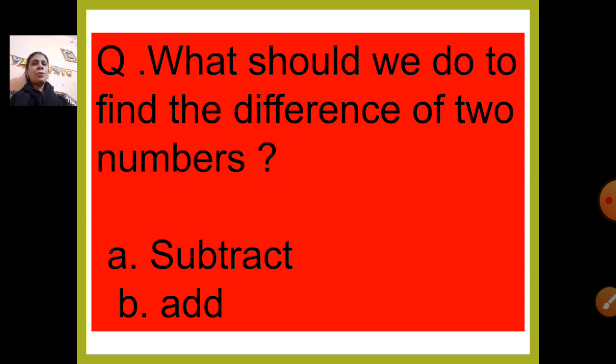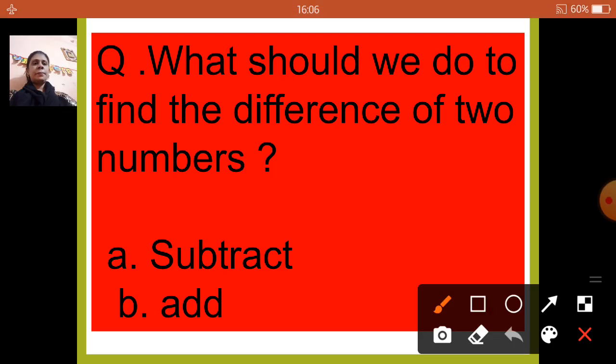This teacher has told you before, and we have done it in this revision also, in filling the blanks. What should we do to find the difference of two numbers? Yes, we should subtract. When we subtract, we get our answer. That answer is known as the difference. So the difference of two numbers is known as the answer. Okay.